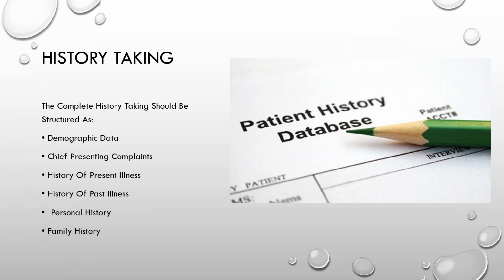So history taking, as I said, has to follow a structured pattern. The complete history taking should be structured. In the first section, you will have the demographic data of the patient. In the next section, you will have their chief presenting complaints. In the following section, you're going to have the history of presenting illness, which elaborates on your presenting complaints. Following that, you will have history of past illnesses. Then you have your personal history, and then the family history of the patient. We'll now look into each of these in the following slides.